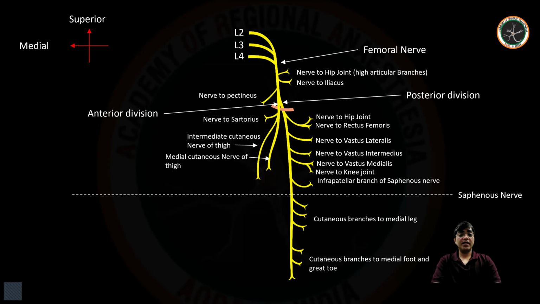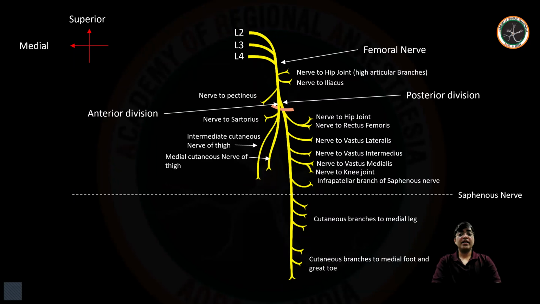About 4 centimeters below the inguinal ligament, it divides into anterior and posterior divisions, and the anterior division supplies the sartorius and the two cutaneous branches. The posterior division gives a branch to the rectus femoris, which also supplies the hip joint, whereas the other branches are supplied to the quadriceps.